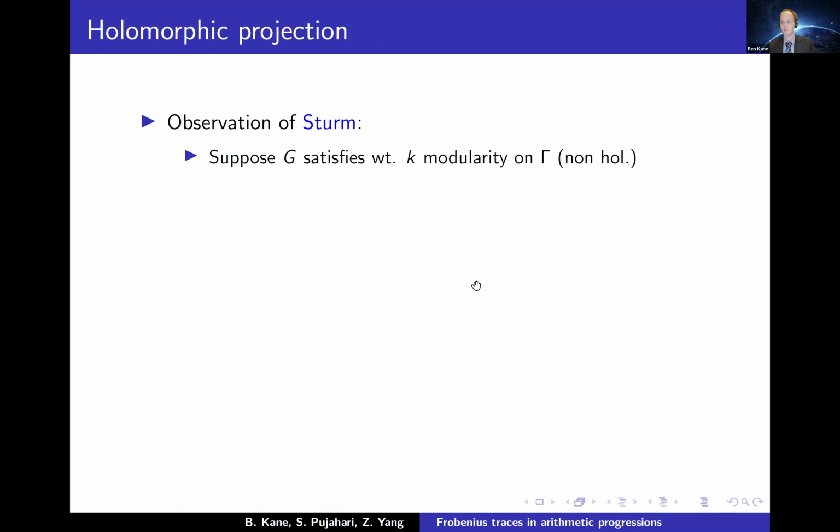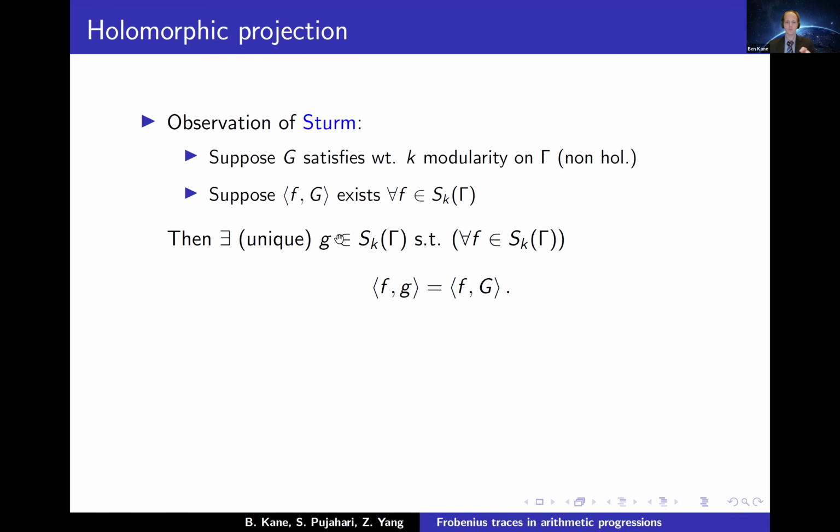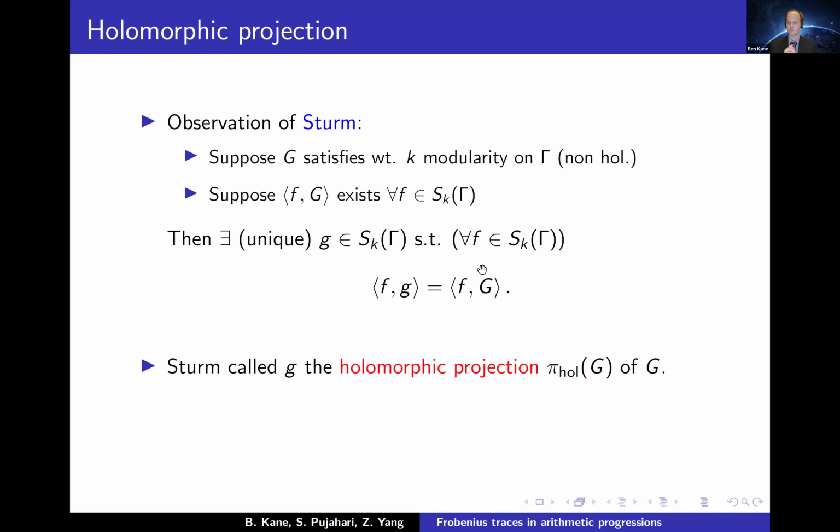So what Sturm said was, well, suppose I have a non-holomorphic modular form, and I integrate it against all the cusp forms. And suppose the value is well-defined. Then there's a unique cusp form that has the same values, right? So take an orthonormal basis, integrate your non-holomorphic modular form against all of them, then integrate another cusp form against all of them. If you get the same values, we'll say that's the holomorphic version of our capital G. Because it's positive definite, this is unique, because the values determine the cusp form uniquely. So we'll call that a holomorphic projection.